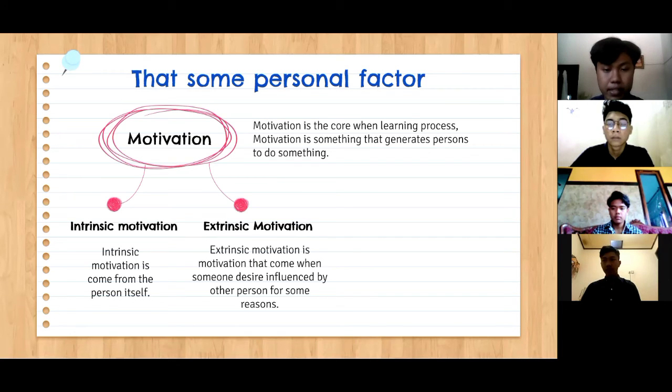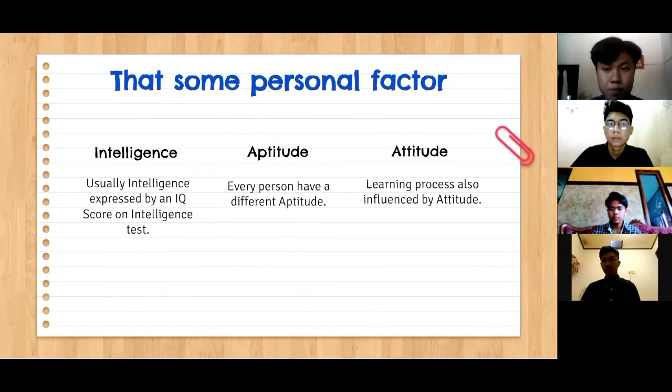Extrinsic motivation. Extrinsic motivation is motivation that comes when someone's desire is influenced by another person for some reason. For example, someone studies diligently in the Japanese language major because he thinks working in Japan will make his parents proud, like how proud his mother was when his father worked in Japan a few years ago. Number 8, intelligence. Next.